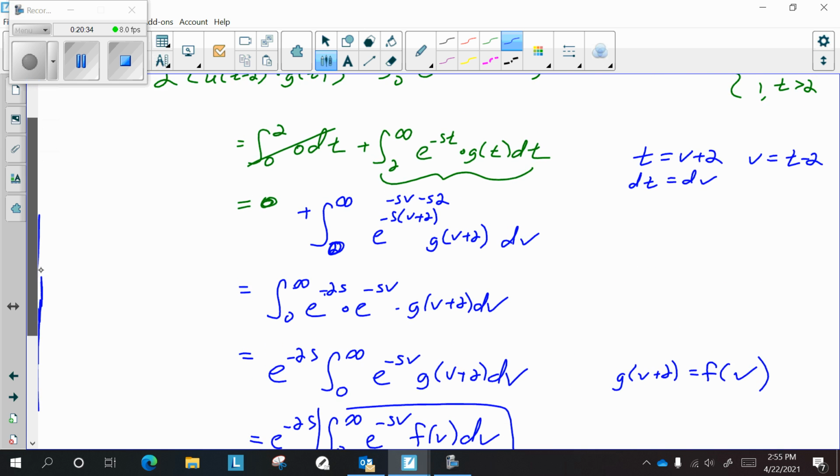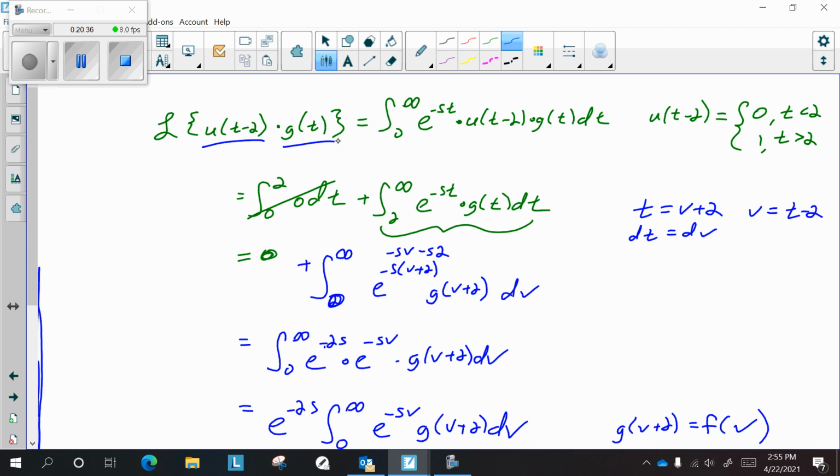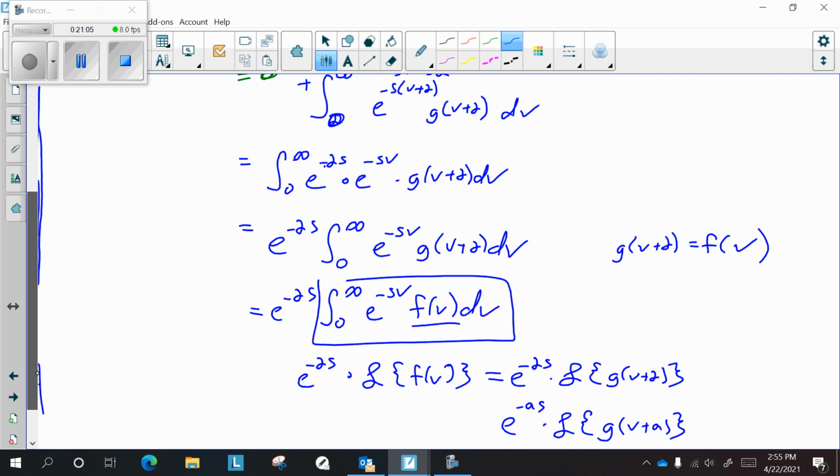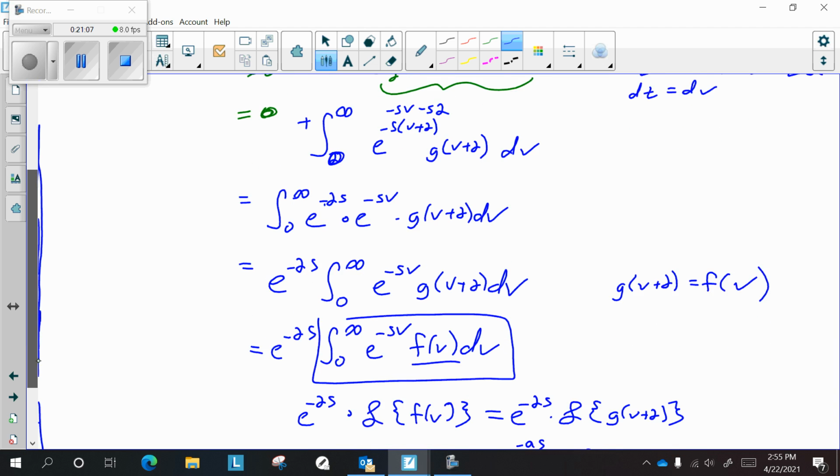So if we have a step function times another function, and we want to take the Laplace transform of it, then the way we do that is e to the negative as, where a was our 2, times the Laplace transformation of g of t plus a. So we don't transform g of t, we transform g of t plus a; it's supposed to be a 2.